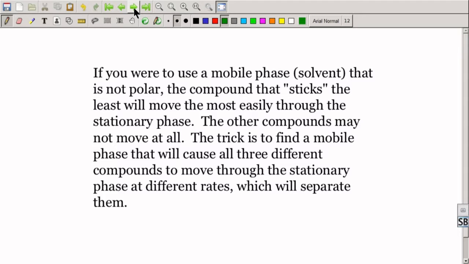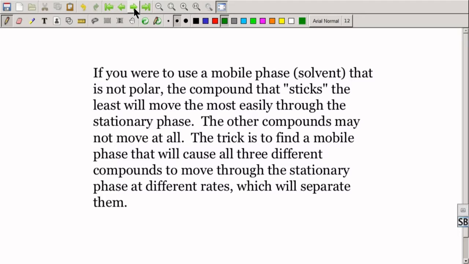So this is the idea again. If we use a mobile phase on a polar stationary phase that is not very polar, then what's going to happen is my components are going to tend to want to stick to the stationary phase and not move through. If I increase the polarity of my mobile phase, then I can start to set up this competition. But if I increase the polarity too much, then everything just comes through at once.